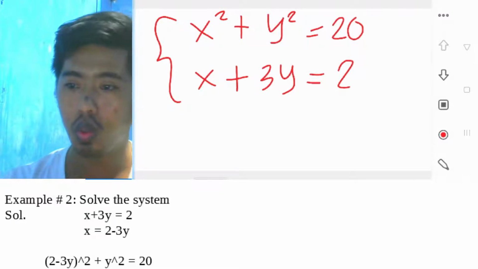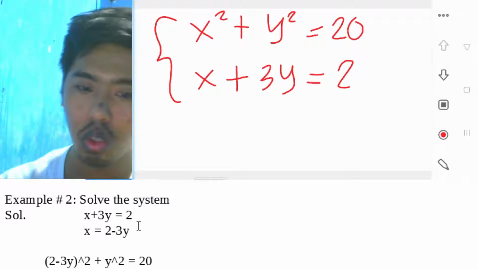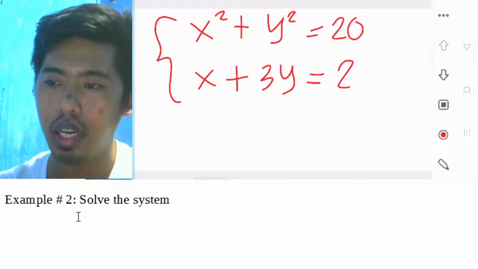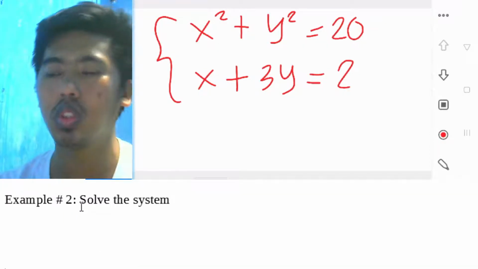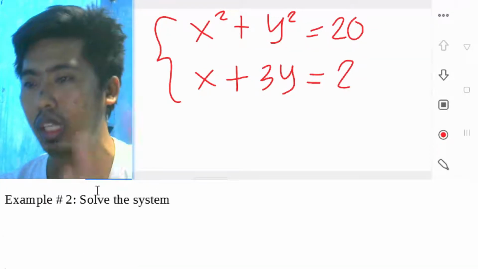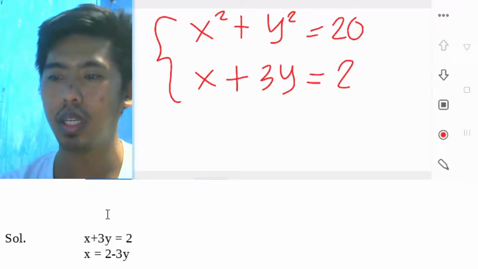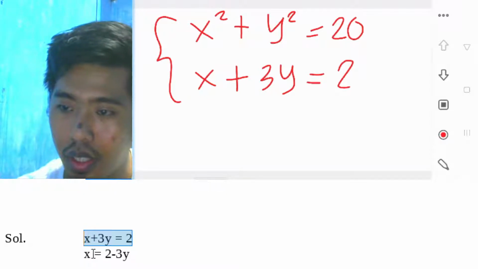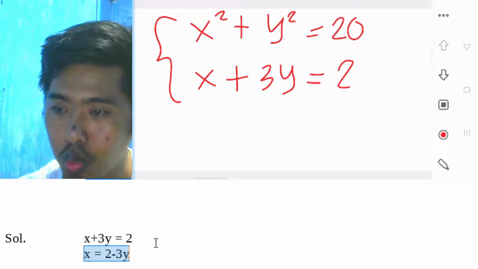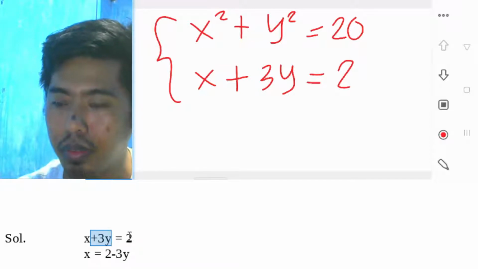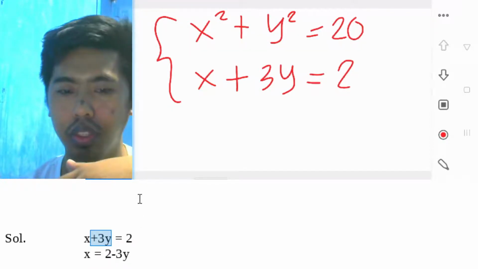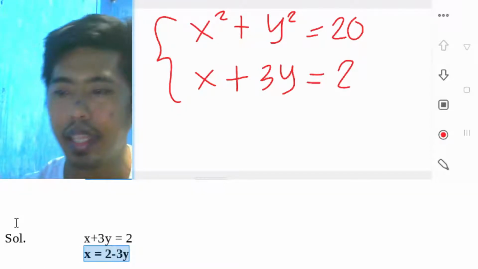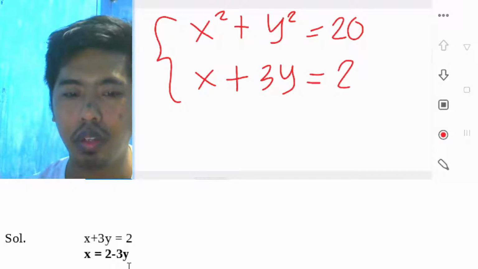You can choose whichever equation you want, first or second, but I decided to use the second equation since it's much easier. There are no squares, right? It's very easy. So x plus 3y, it's going to be x equal to 2 minus 3y, because the positive 3y becomes negative on the other side. So I have x already, then I can substitute that.